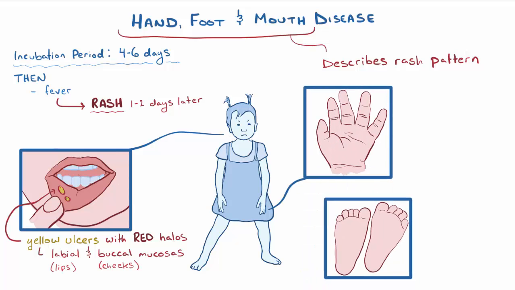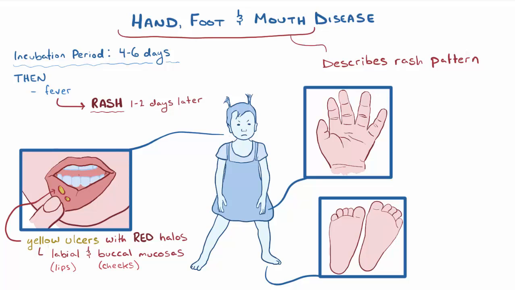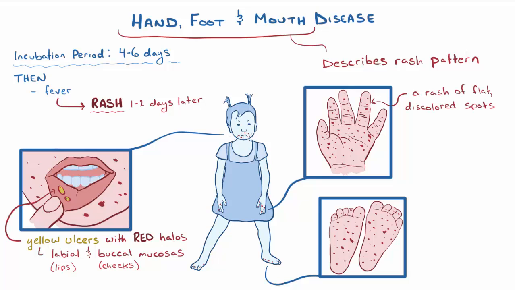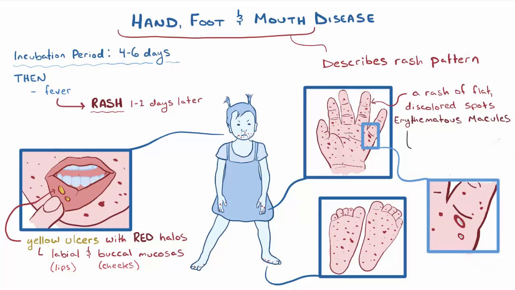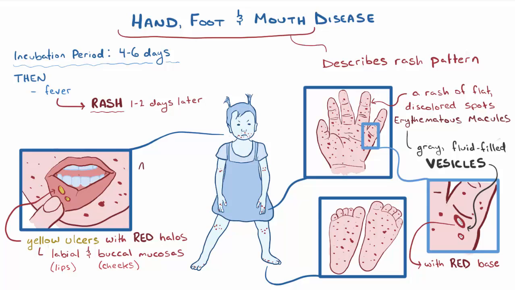On the skin, the rash typically manifests around the mouth, the palms of the hands, and the soles of the feet, and it consists of flat, discolored spots or bumps called erythematous macules that rapidly progress to thick-walled, fluid-filled gray vesicles with an erythematous base. This rash may or may not blister, and sometimes it also spreads to the knees, elbows, buttocks, and groin.